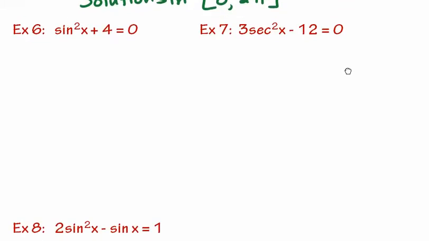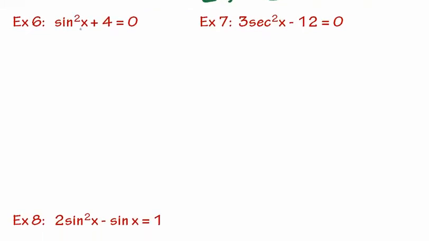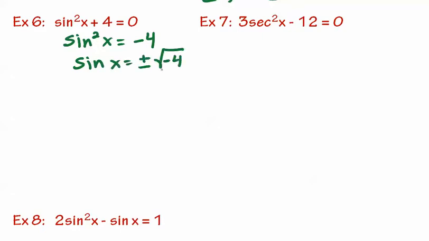Okay, let's move on. Here we see that we have sine squared. So I'm going to move the constant to the other side, and then I would take the square roots of both sides. But immediately I would see here that this is an imaginary number. You could, in fact, write it as plus or minus 2i. Trigonometry never gives us imaginary numbers, so we know that there are no solutions here.